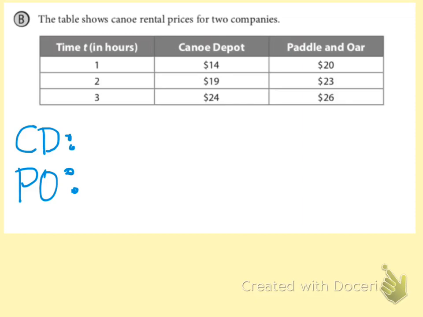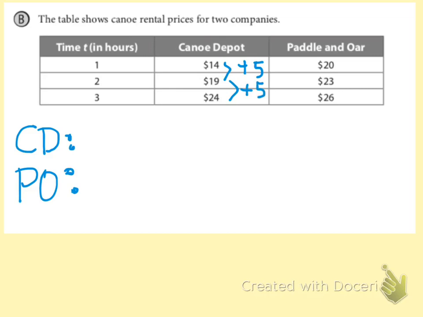So time in hours, it's 1 hour. If you rent for 1 hour, it costs you $14. But if you go to a second hour, now it's only $19. And then a third is $24. So what's happening here is they're adding $5 for every hour that you add on.